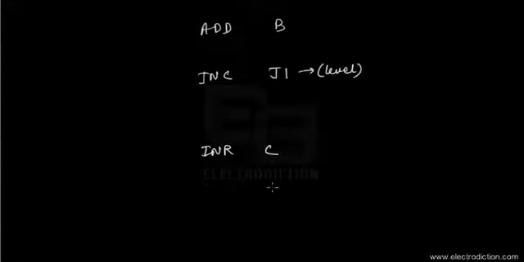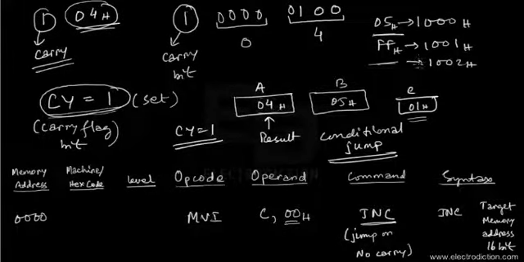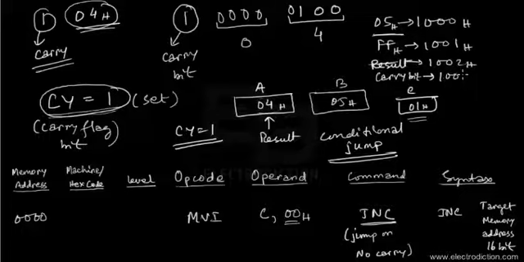what we need to do is store the result. Let's say we store the result of the addition in the memory location 1002H. This is where we're going to store our result of addition. We're also going to store the carry bit. If we need to monitor whether there is a carry bit or not, we're going to store the carry bit in the location 1003H.